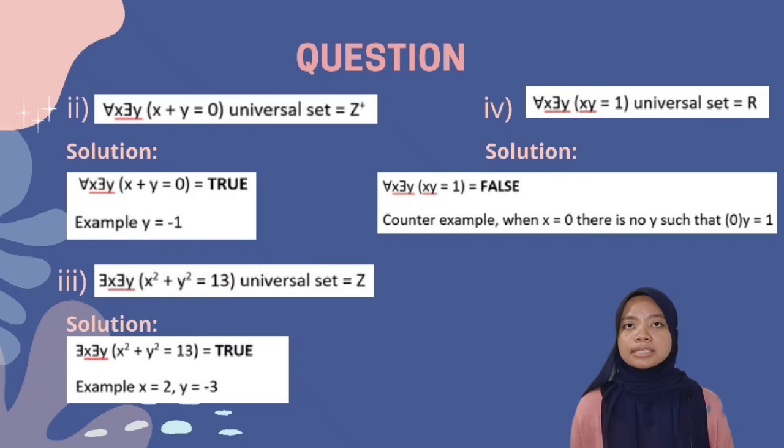Solution for question 3, there exists x, there exists y, x squared plus y squared equal to 13 with universal set Z, is true, for example x equal to 2 and y equal to negative 3. Lastly, solution for question 4, for all x there exists y, xy equal to 1, is false because with counterexample x equal to 0, there is no y such that 0 times y equal to 1.